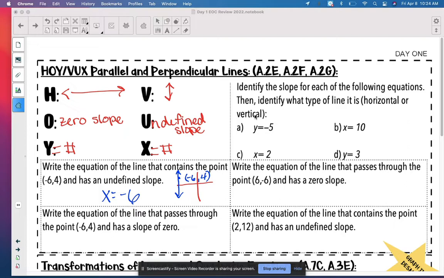Looking at the one below this, we're going to do the same thing, except we have a 0 slope. So still at -6, 4, and a 0 slope. Again, we're looking at -6, 4. The y value in this point is at 4, so my equation is y equals 4.